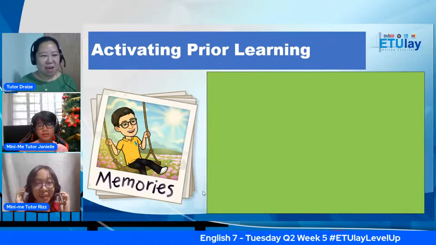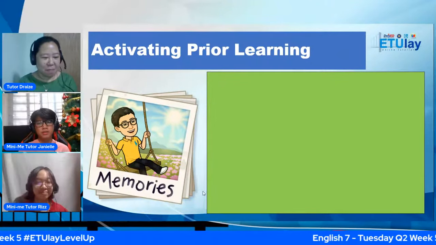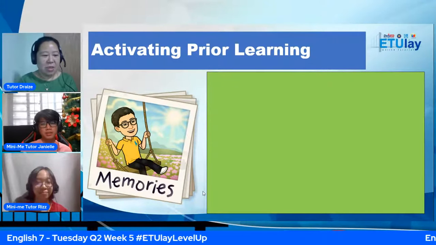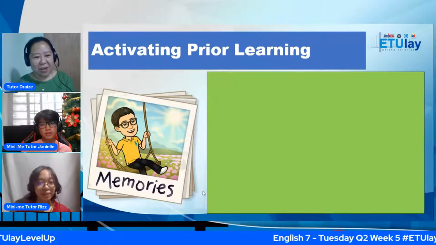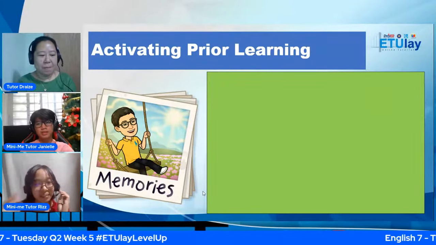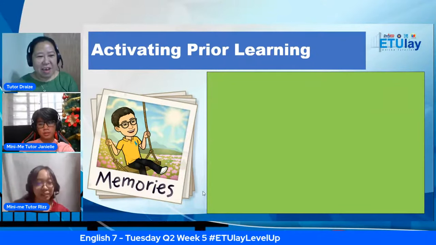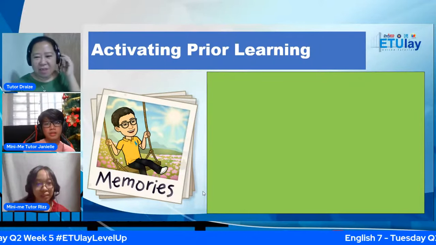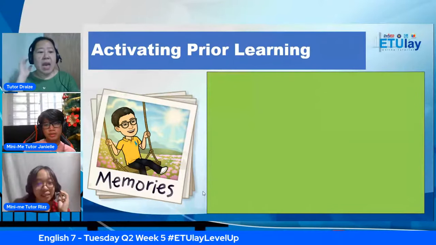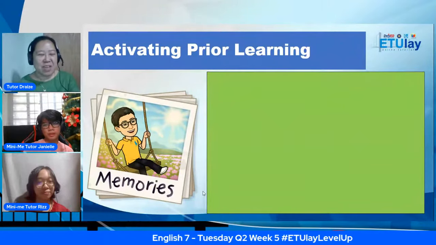Okay, I think there's something wrong with Tutor Reese's microphone. Okay, sige, Tutor Reese, can you now say your shout out? Ayan, mukhang nawawala siya. Okay. So, let us have our activating prior learning. Sige, sige. Naglolo ko yata yung microphone. Am I heard? Ayan, sige po. Ayan, nawawala ka, Riz. Sige, sige. We will be giving some time for Ate Riz to do a little magic with her microphone so she can do her shout-out later.